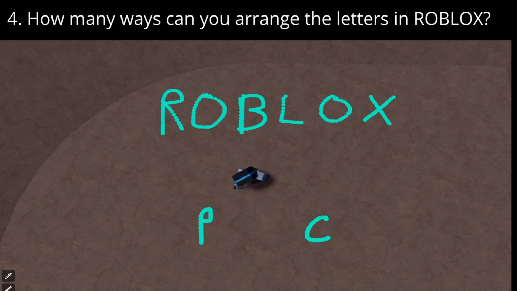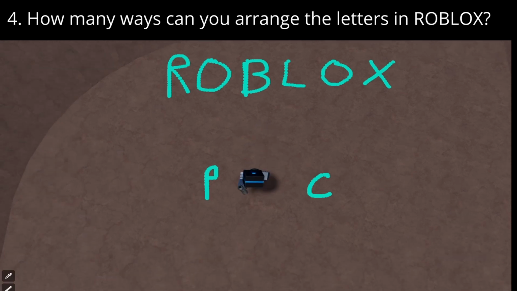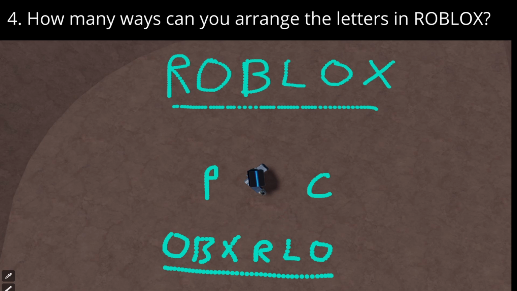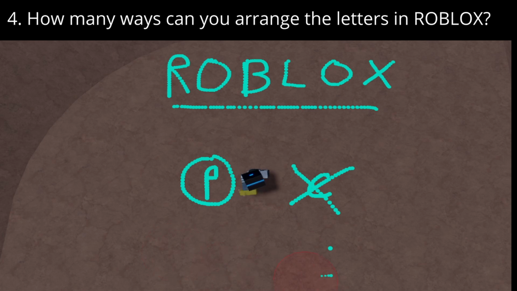Well, let's think. If I write the letters like O, B, X, R, L, O, well, clearly that's a combination of letters that is different from that one. In other words, the position of the letters matters. So therefore, there is an order in these letters. So therefore, when order matters, you choose permutations, not combinations. So therefore, this is a permutation type of problem.